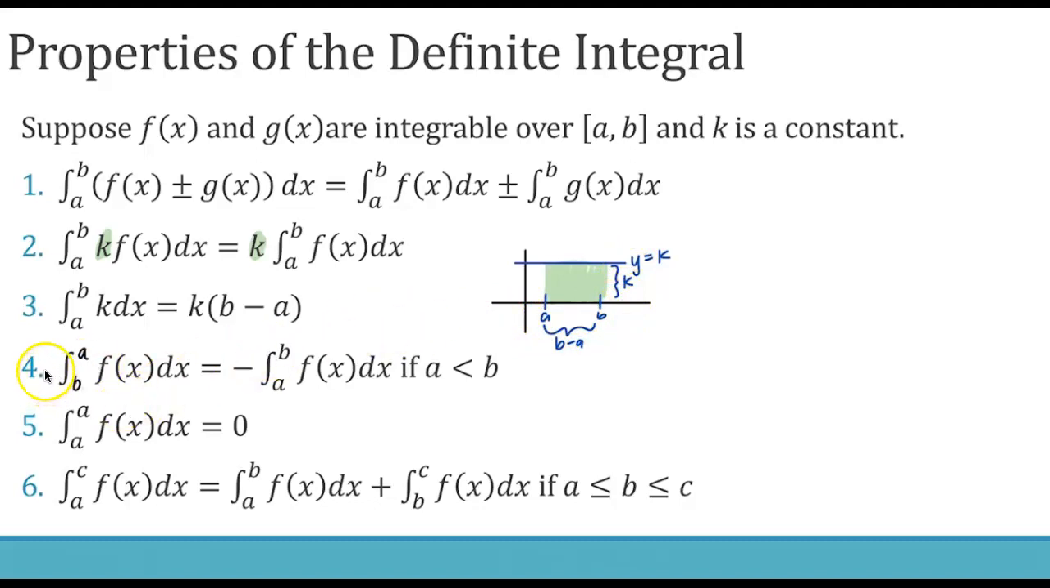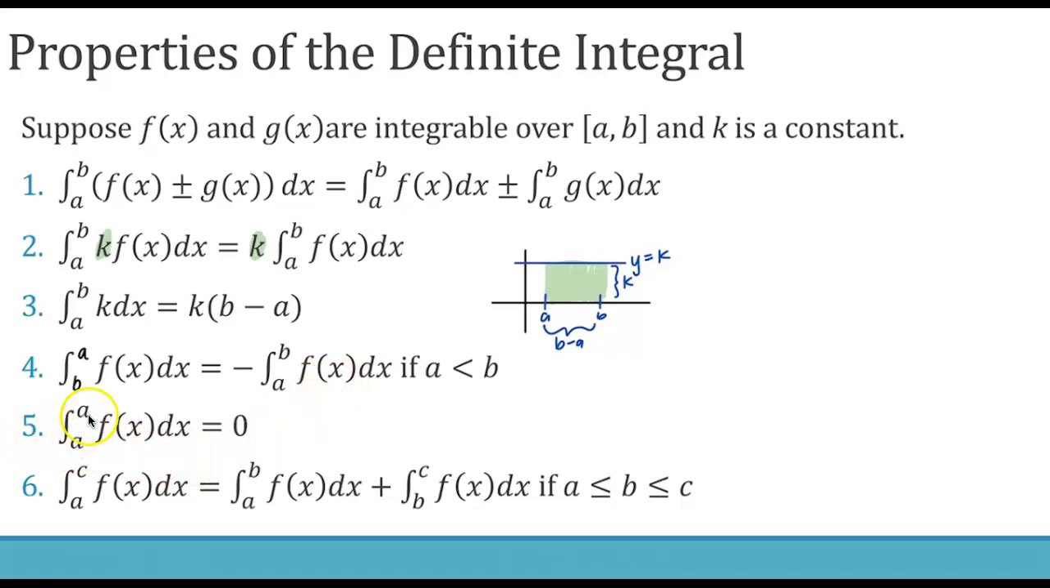Now, the fourth property says the integral from b to a of f of x dx is equal to negative the integral from a to b of f of x dx if a is less than b. So the emphasis here is on the limits of integration. And the idea is that we want the smaller number on the bottom. So if we have the bigger number on the bottom, b, and the smaller number on the top, a, we can switch them, but that will make the quantity negative. And this is something that we're going to see quite often.